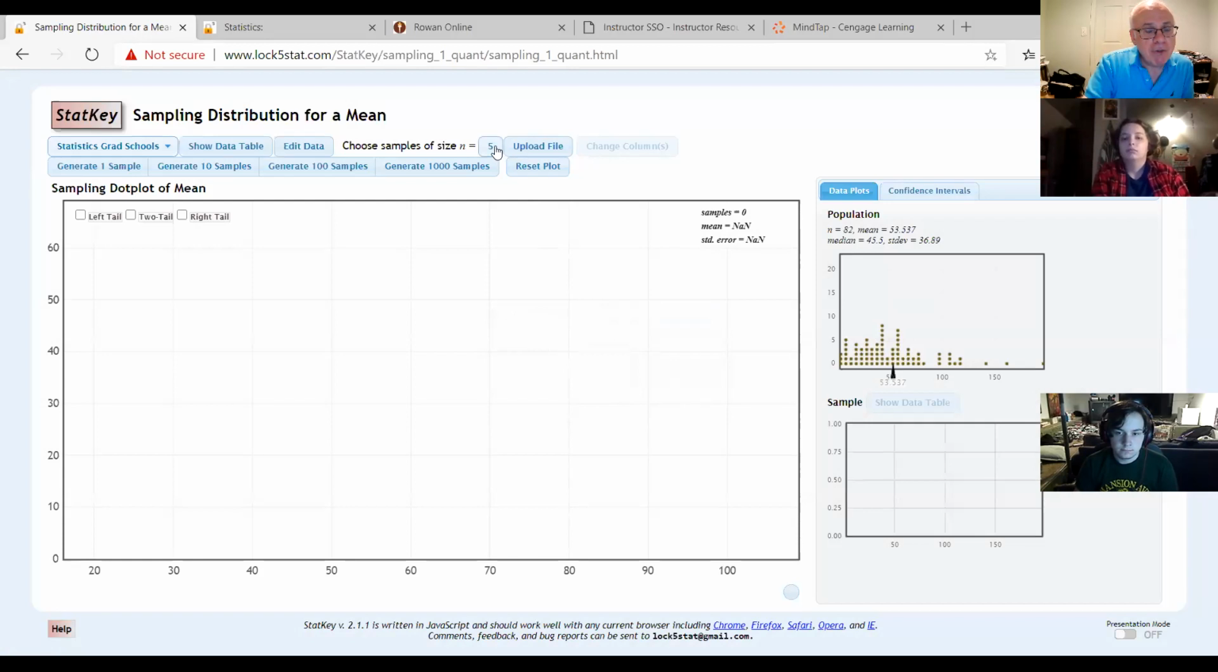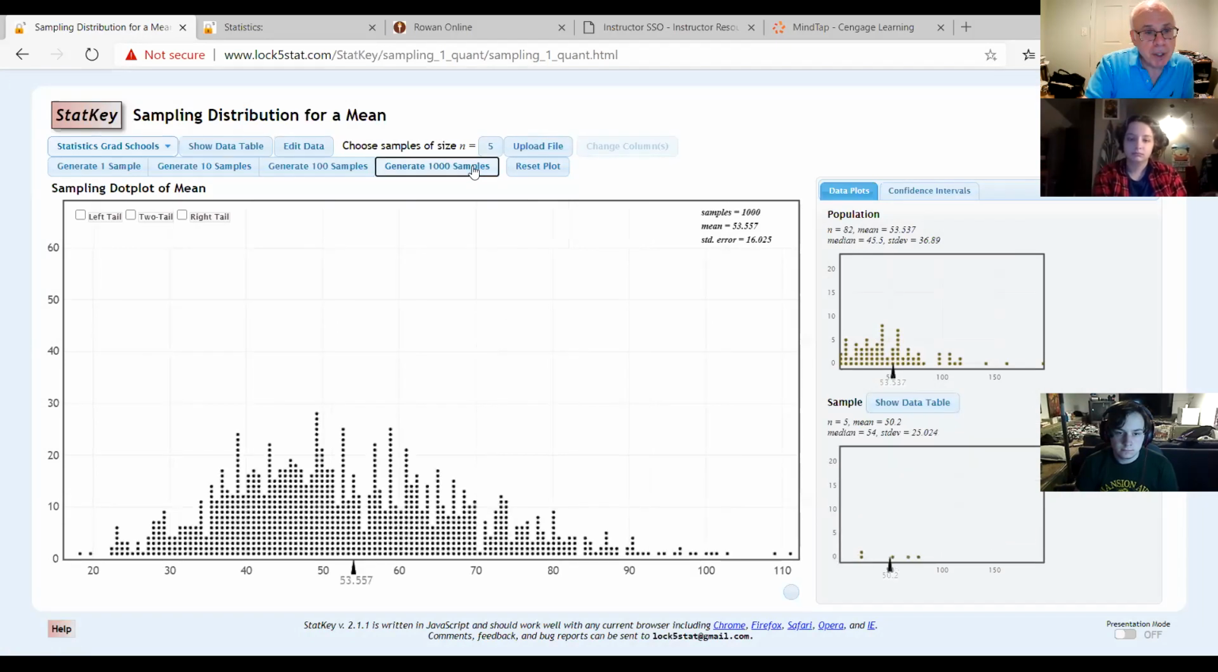All right, so we're going to have 5 of these grad schools in our samples, and we're going to generate 1,000 of these. All right, there we go. Again, bell-shaped. This is again a sampling distribution. Each of these dots represents a sample of size 5, and it's measuring the same thing the population's measuring. It's just taking 5 out of those 82. Each one of these is 5 out of those 82 members of the population.